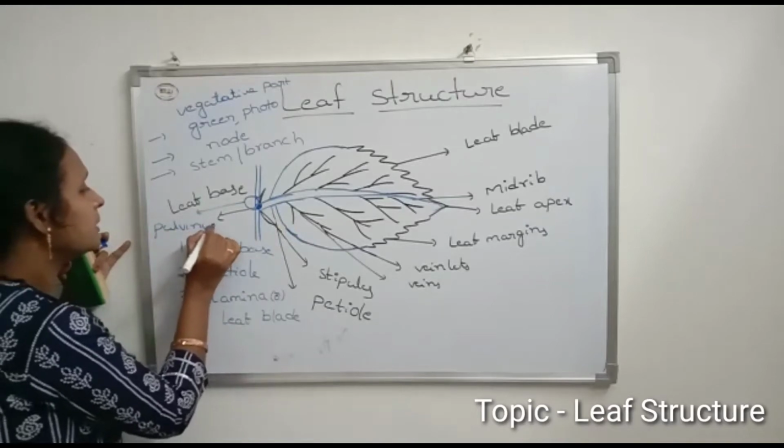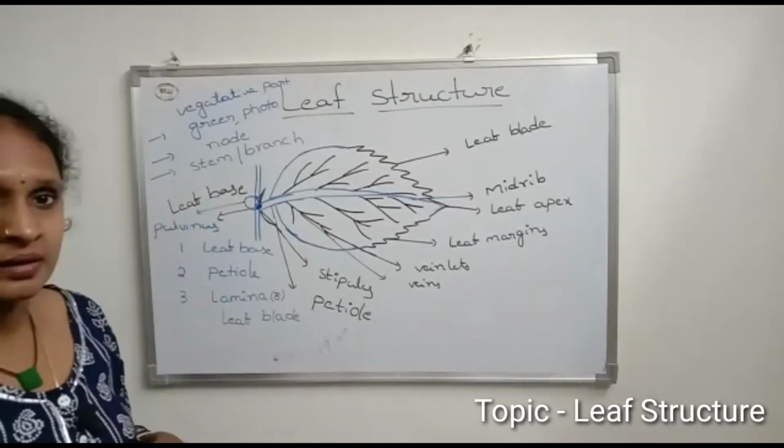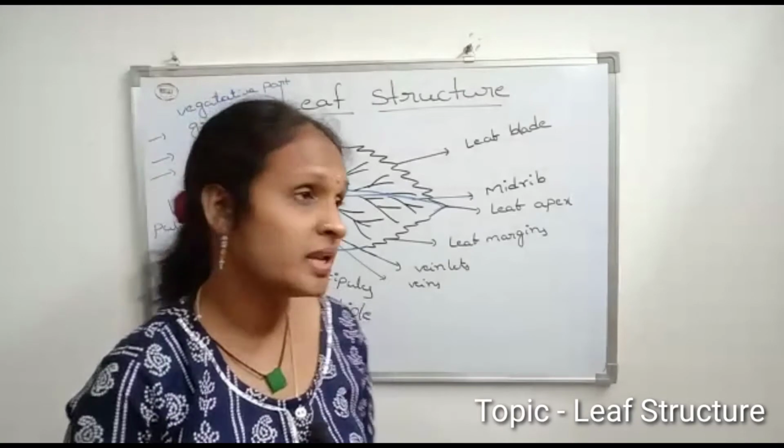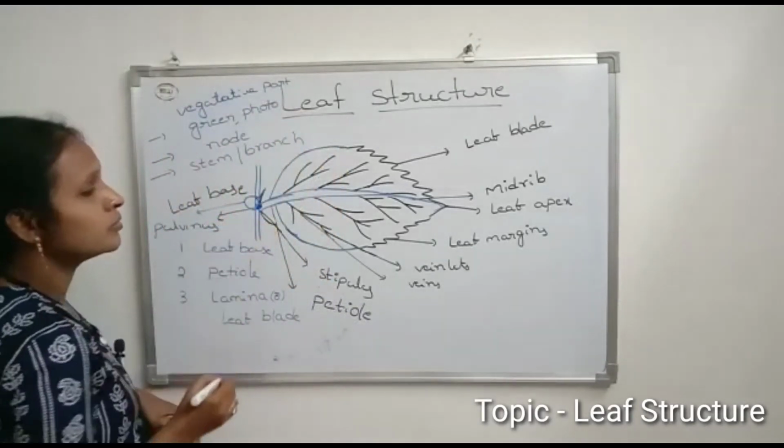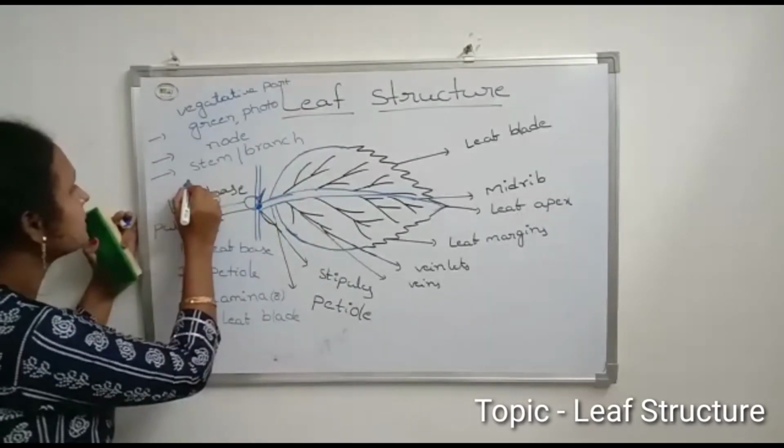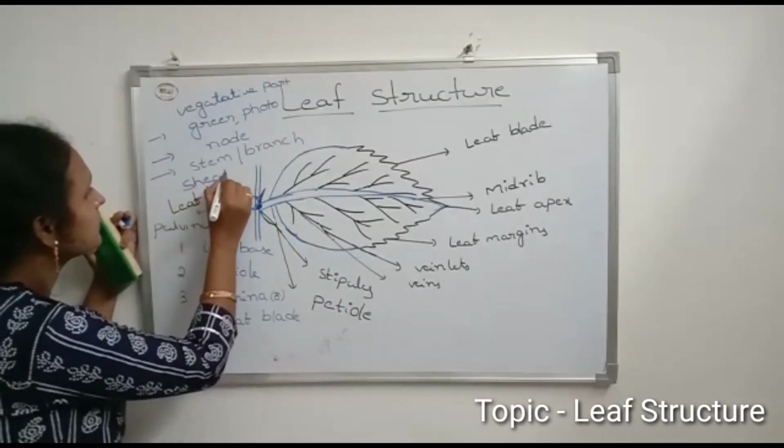In monocotyledons, that is in members of Gramineae, the leaf base covers the entire node, and it is called the sheath.